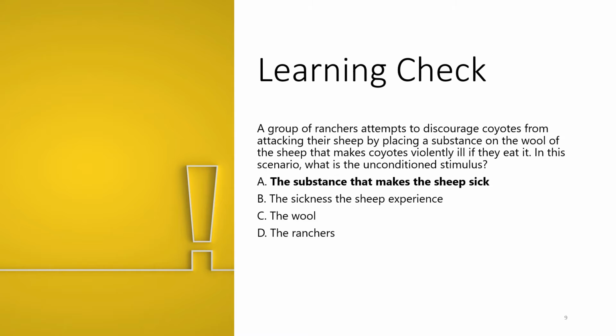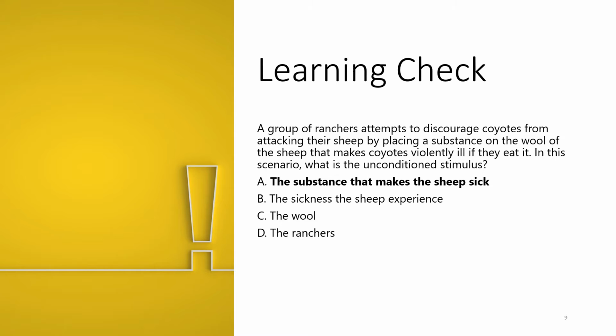So if we said here, what is the conditioned stimulus, we would say the conditioned stimulus is the wool. And the reason it's the wool, if let's say the wool now makes the sheep sick, okay, because we don't want the coyote to continue attacking the sheep. So we want the coyote to stay away from the sheep and to associate sheep and wool with sickness. So if we say now that the sheep or the wool, that's causing sickness, that's going to be a conditioned stimulus because it's learned. That doesn't naturally cause sickness in coyotes, but the substance does.